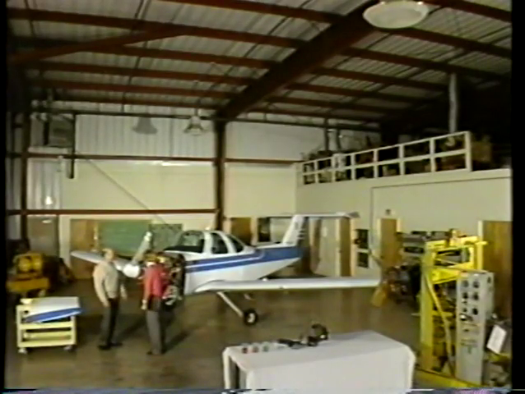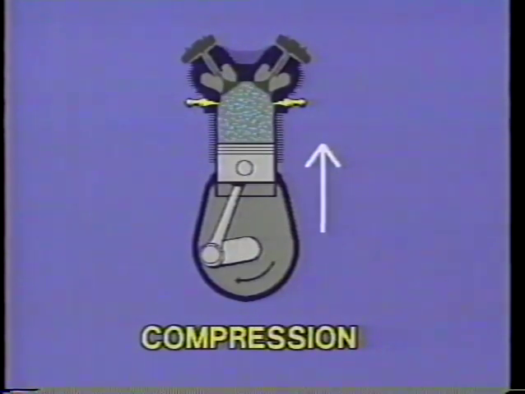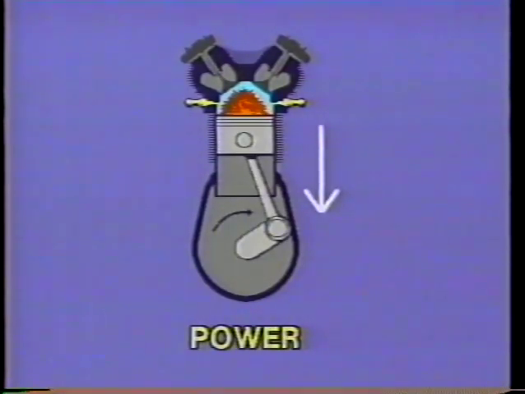Let's take a little closer look at each one of these individual strokes. On the intake stroke, the intake valve is open and the piston is moving down in the cylinder, and the fuel-air mixture is forced in by the higher pressure on the outside and the low pressure in the cylinder. As we come to the bottom of the stroke, the piston starts moving up on the compression stroke, and the valves are both closed at this time. The fuel-air mixture is compressed, and as we approach the top of the stroke, the spark plug ignites the fuel-air mixture, and then we start down on the power stroke.